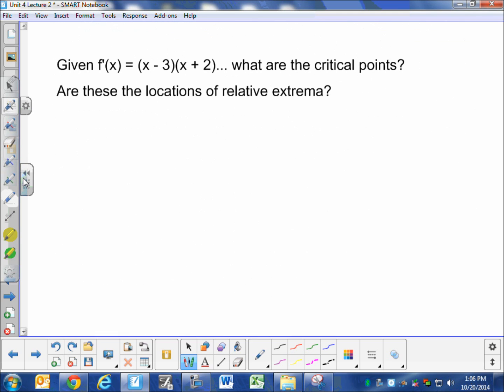Well, let's do something similar to that. I'm going to give you a derivative. This is f prime. And I gave you the simplified equation for it. I'm asking you what the critical points are first, and then I'm asking you if they are locations of relative extrema. So that's f prime, not f. I already gave you f. I already found what the derivative was. All I need you to do is to set that equal to 0.